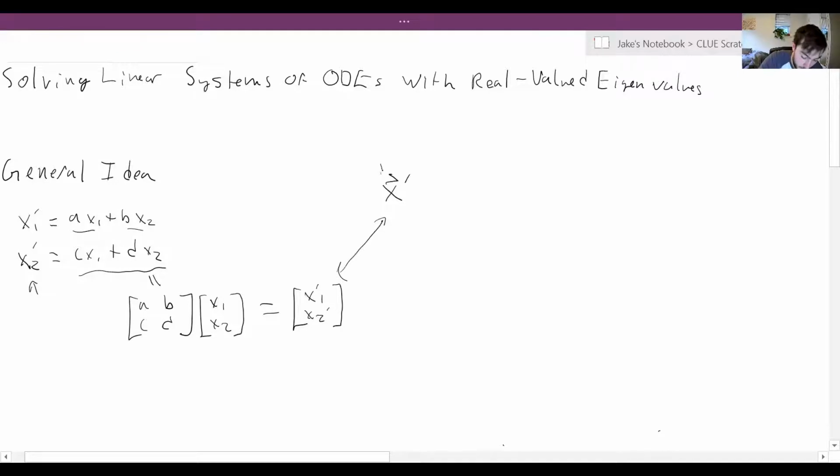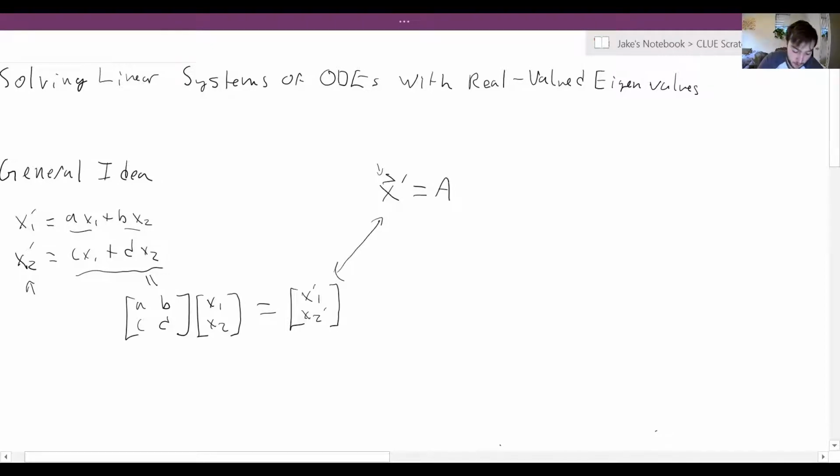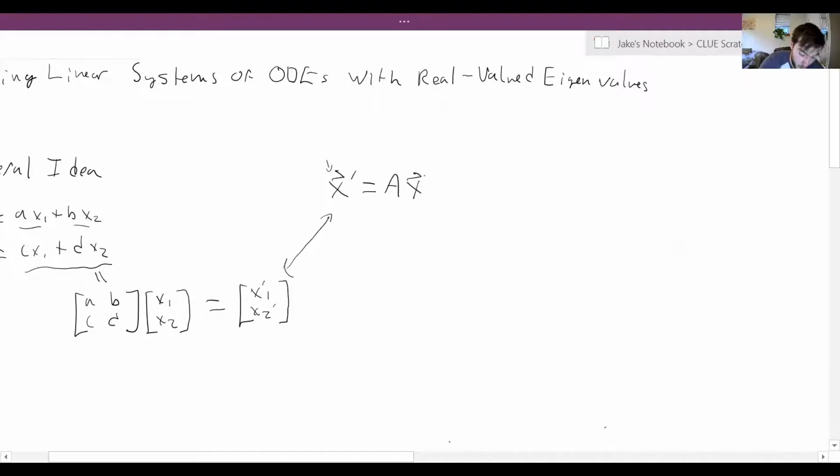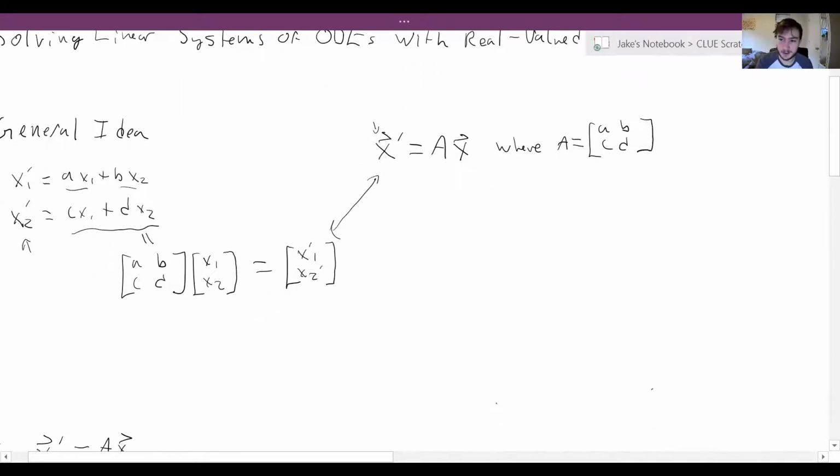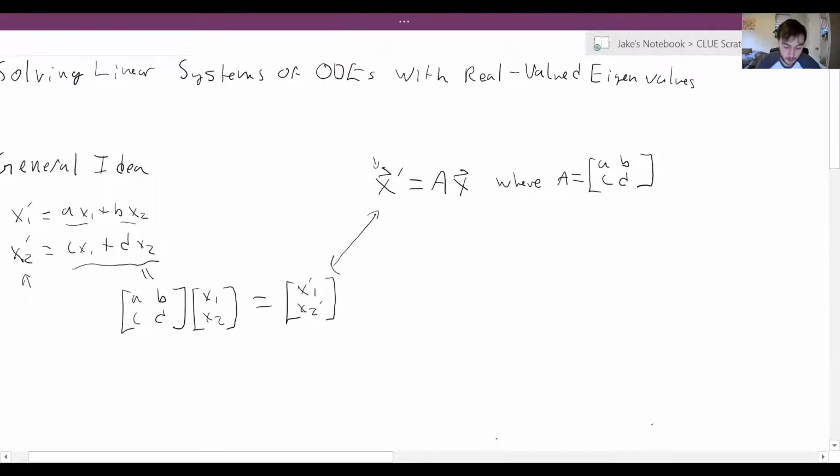When we put this little arrow on top, that means it's a vector function, so think of it as a vector. So this is equal to A, which is a matrix, times our original vector function. This is probably the form that you'll see on assignments, and they might say something like where A equals A, B, C, D, something like this. Okay, great. So now we have this nice representation of it, but how do we solve something like this? I mean, this is still kind of a complicated issue. So I'm going to get rid of a few things here just to clear up the clutter, and we'll get right into it.